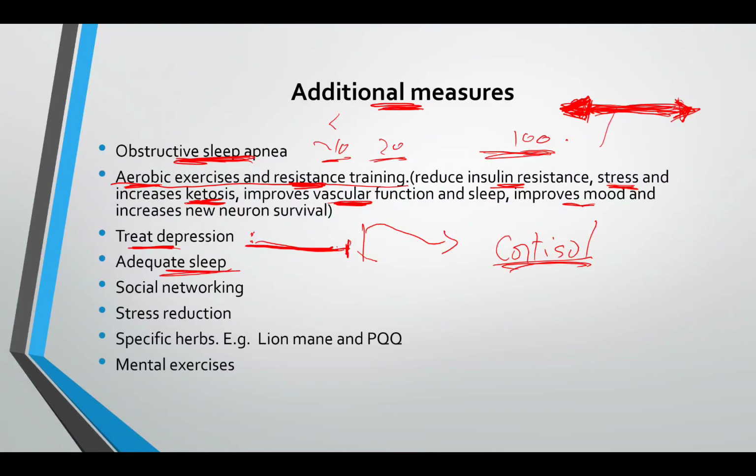We talked already about sleep. Social connections and relationships are also one of the factors that can help to ameliorate cognitive decline. Stress reduction, some specific herbs that help make new connections, like lion's mane and PQQ. PQQ is the only substance that has been found to increase the number of mitochondria, which is the powerhouse of the cell. And mental exercises, to train the person to do mental exercises to keep the brain cells active.